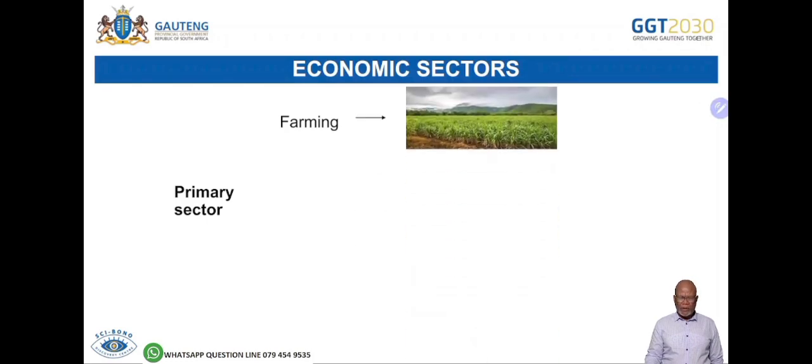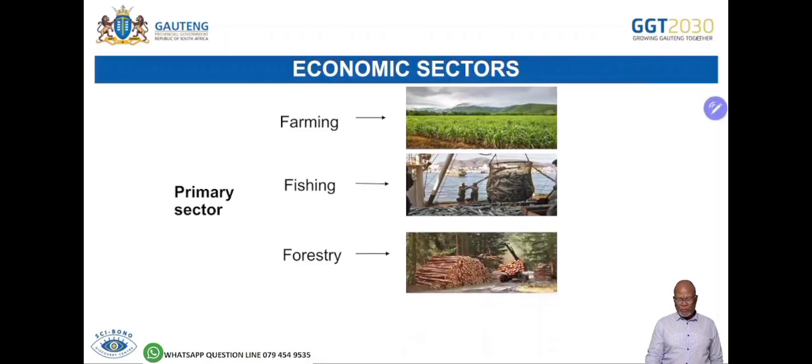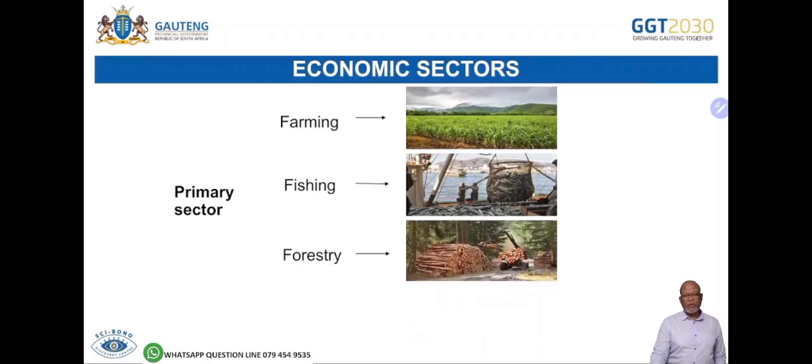And then this is an example of your primary sector. You have your farming there. You can see the farming there. This will be your crop farming. You have an example of fishing there, primary activities. You have forestry, which is planting of trees that can be used for a number of things. And then you'll be looking at also mining, which is also extraction.